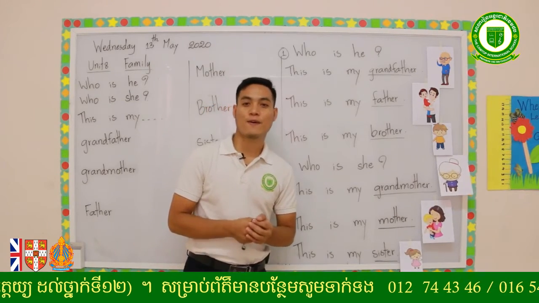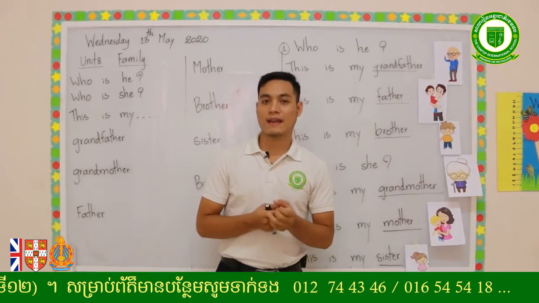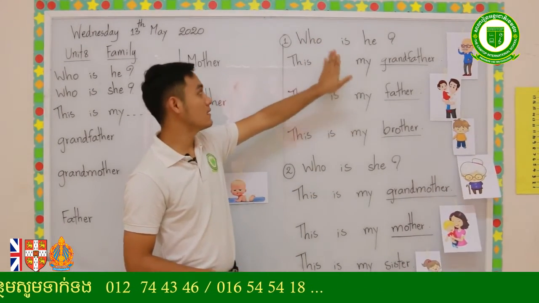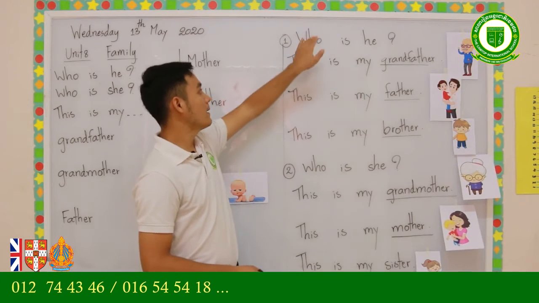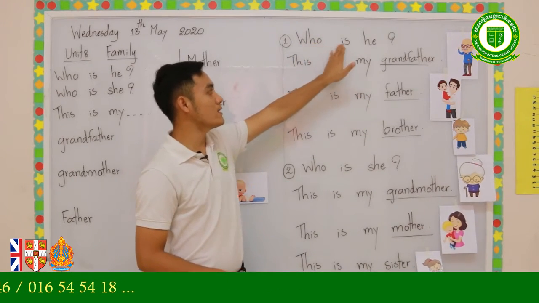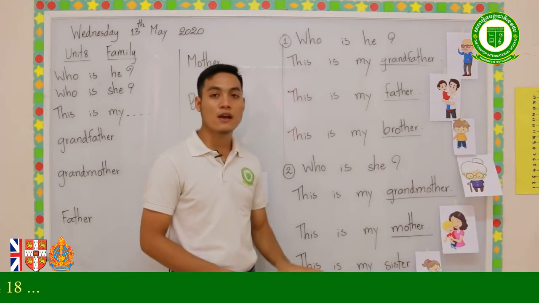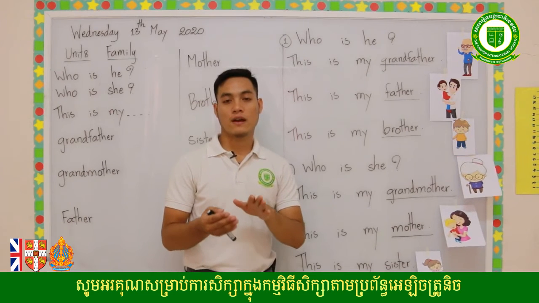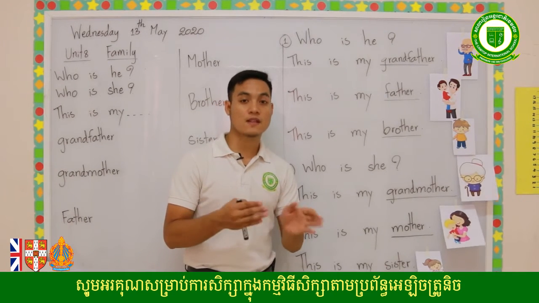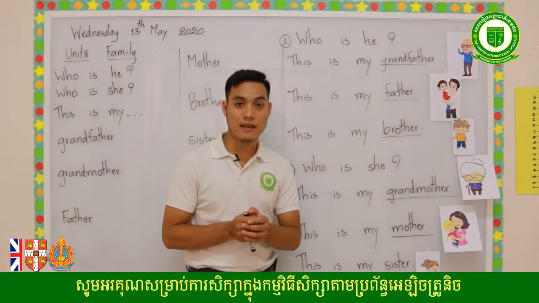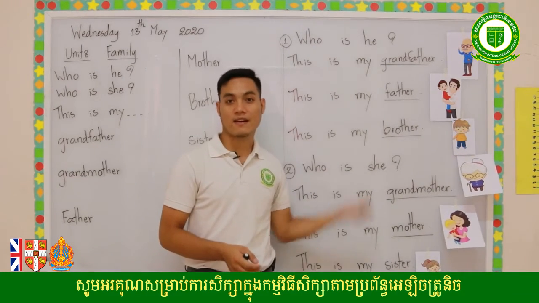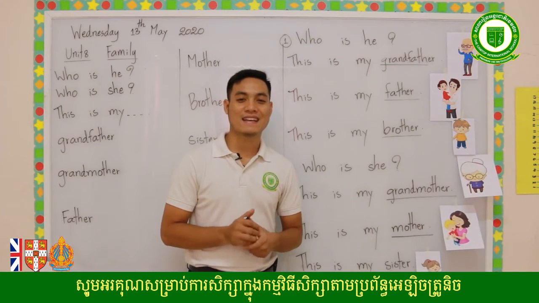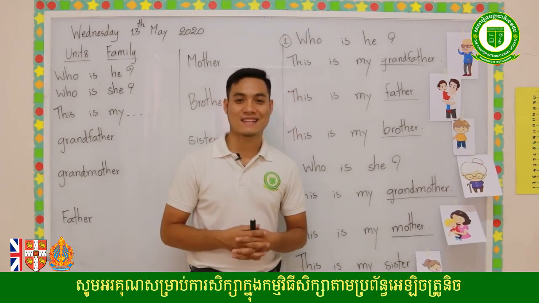Okay, so that's it for part two. And what I want you to practice more is, please try to practice the conversation of who is he and who is she with your friends, through the online group and with your family members, sister or brother, or with your daddy and mommy. And please practice your reading here, and speaking as well as the conversation. So that's it for part two, and see you in the next lesson.